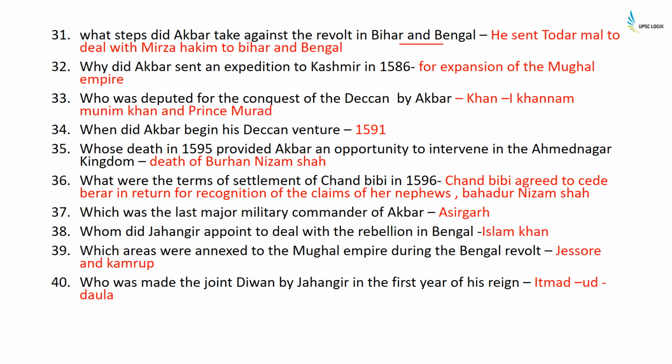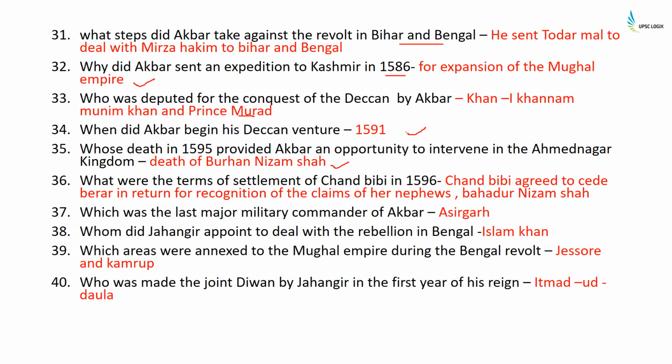Why did Akbar send an expedition to Kashmir in 1586? It was for expansion of the Mughal Empire. Who was deputed for the conquest of the Deccan by Akbar? It was Khan-e-Khanan Munim Khan and Prince Murad. When did Akbar begin his Deccan venture? 1591. Whose death in 1595 provided Akbar an opportunity to intervene in the Ahmednagar kingdom? It was the death of Burhan Nizam Shah.